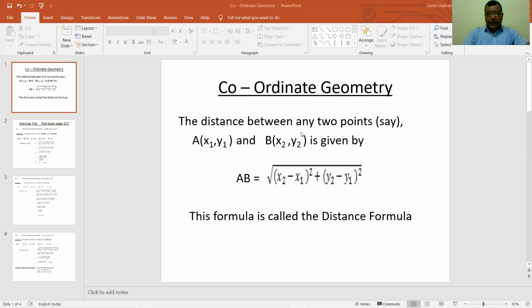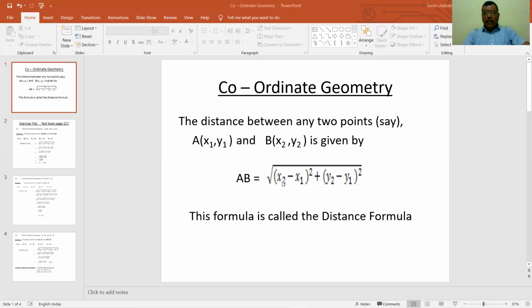Now the distance between any 2 points, say A, whose coordinates are x1, y1, and a point B, x2, y2, is given by AB is equal to square root of (x2 minus x1) whole square plus (y2 minus y1) whole square. This formula is called the distance formula. Now, how to use this distance formula?